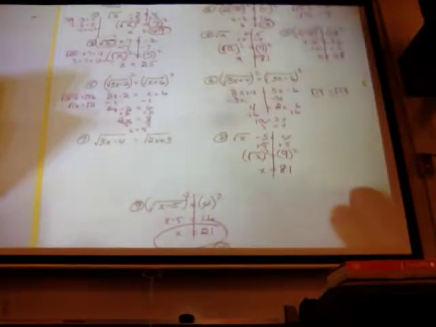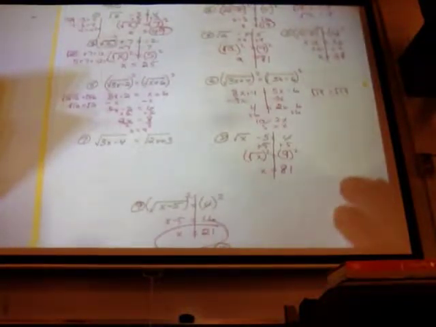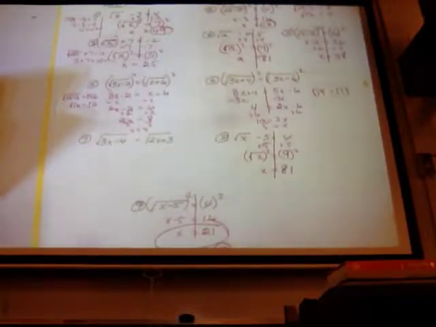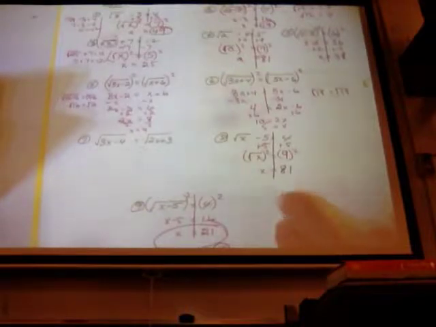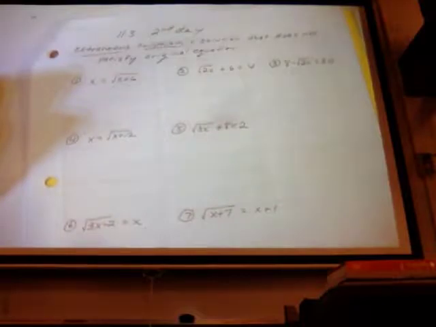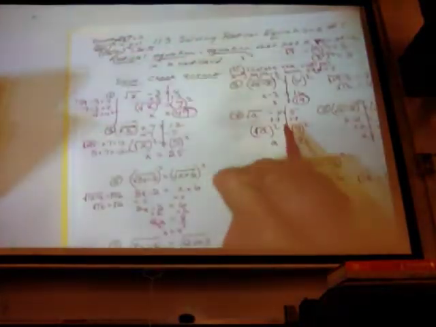Okay, now let's go to the back side. Extraneous solutions. We've seen this before. It's like a restriction. You might solve an equation, but when you go back and check your answer, it doesn't make it true. So even though you solve and get an answer, if it doesn't make the original equation true, it is not a solution. That's called an extraneous solution, and you cross it off.